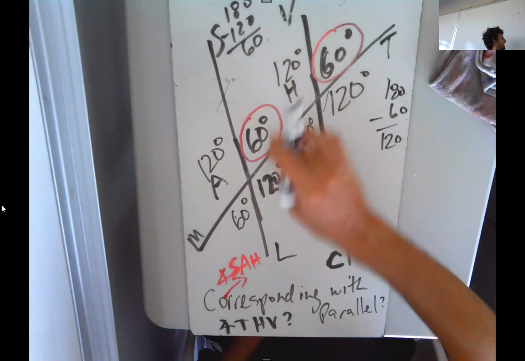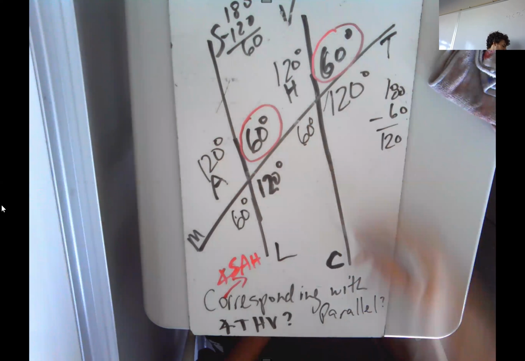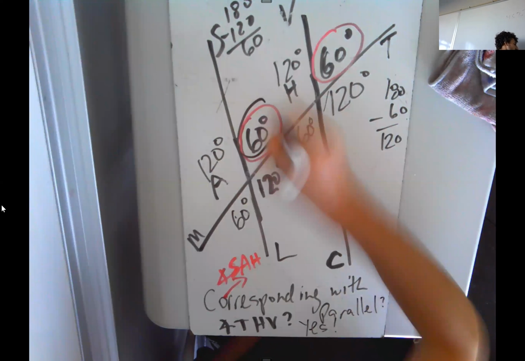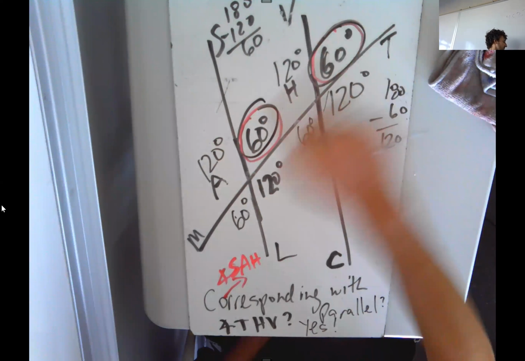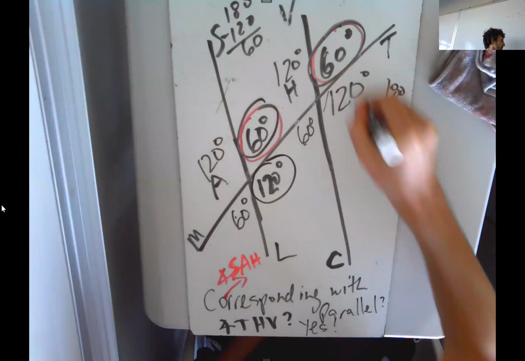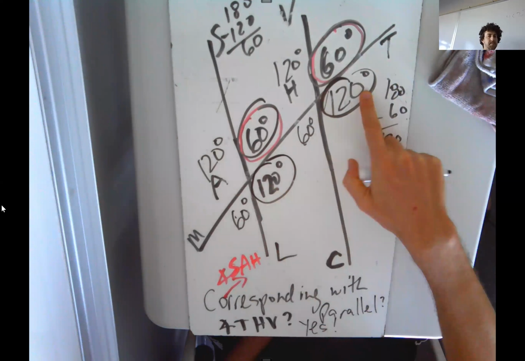So that means that line segment SL is parallel to line segment VC. Yes. And we can say that's because corresponding angles are congruent. For example, in the upper right, our angles are congruent. Corresponding angles are congruent. For example, in the lower right, our angles are congruent. Easy.